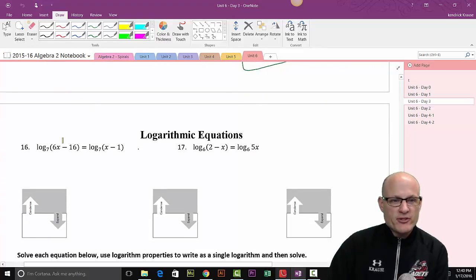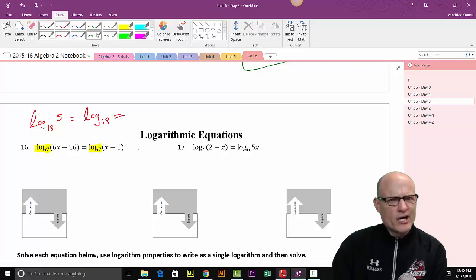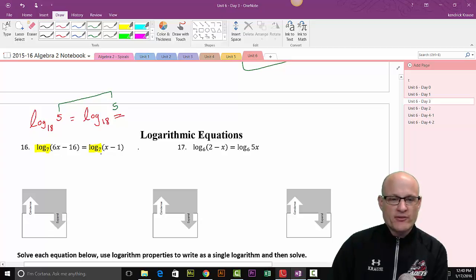My bases are the same. Log base 7, log base 7. In fact, all of this is the same as all of this. And you wouldn't have any problem if I wrote log base 18 of 5 is equal to log base 18 of, and what would you put here? If I said I don't know what goes there, you'd say, duh, 5 goes there, because these two things have to be equal. Well, I have log base 7 and log base 7, so these two things have to be equal to each other. Or, another way to say that is 6x minus 16 has to equal x minus 1.